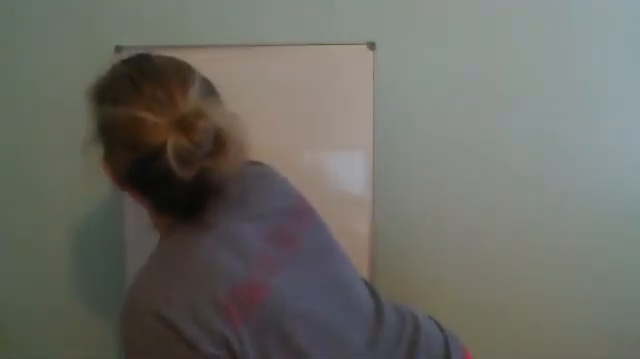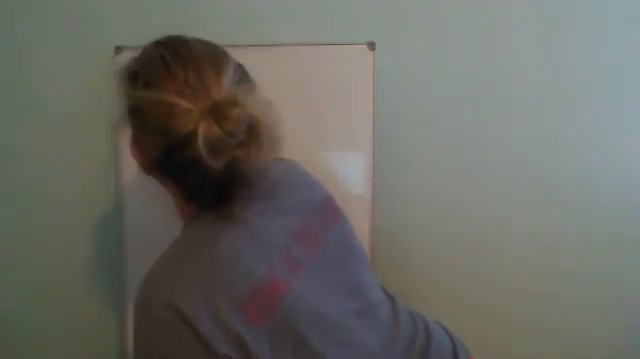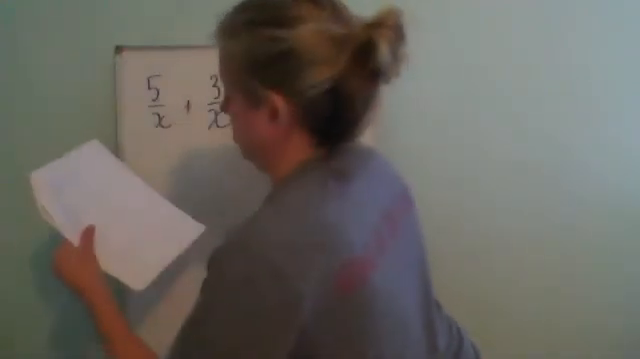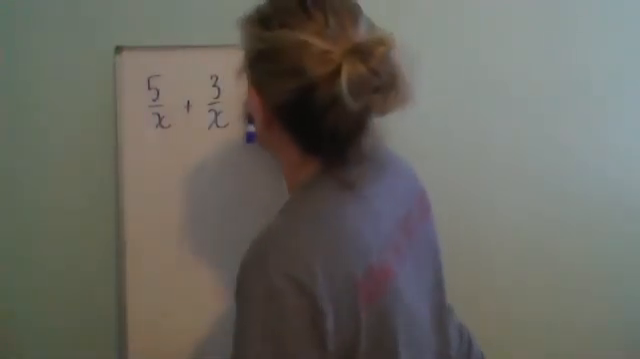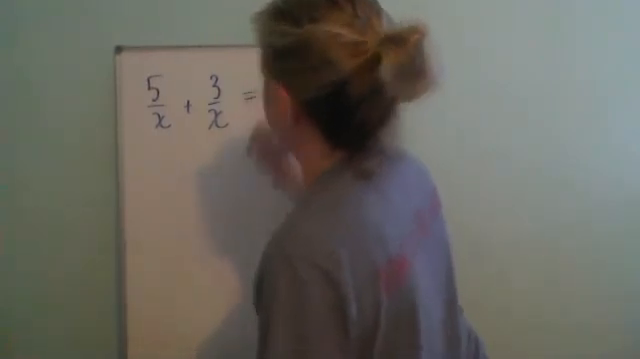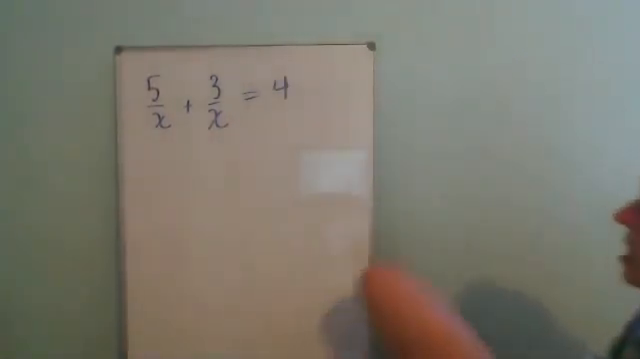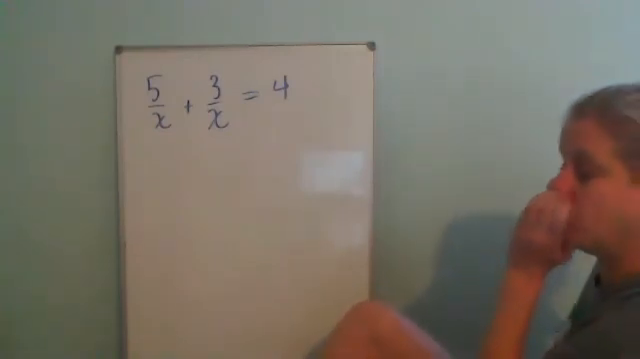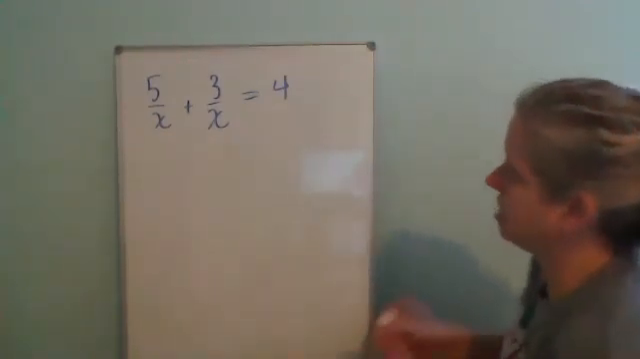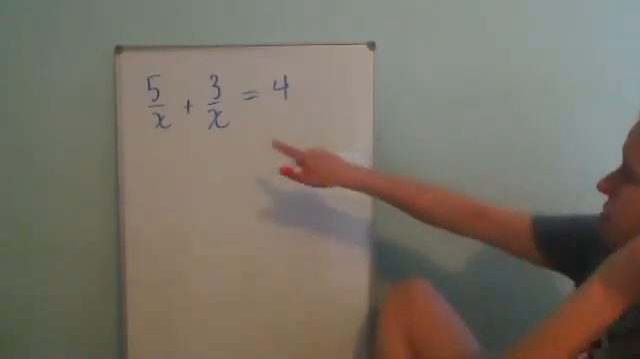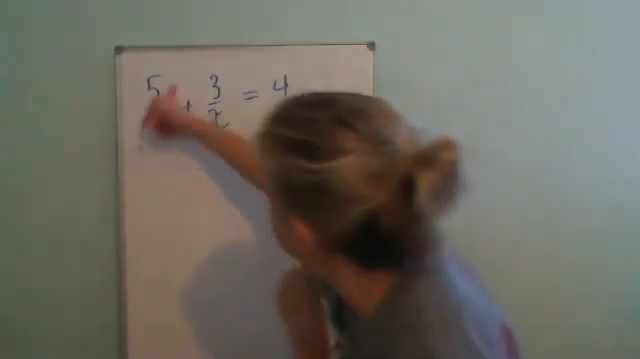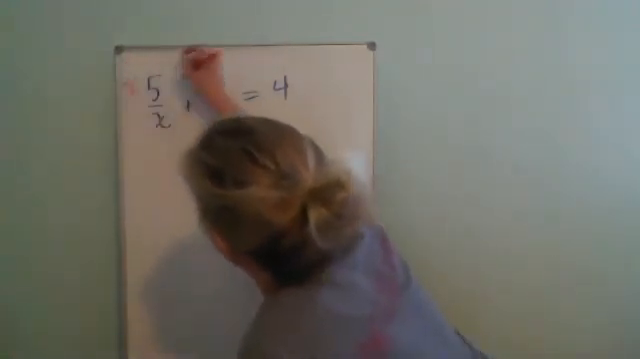All right, 21. 5 over x plus 3 over x equals 4. So again, my least common denominator here is going to be x. This one's not going to be as bad though, because remember, I'm looking for the least common denominator, which is that x. So everybody gets an x up top.